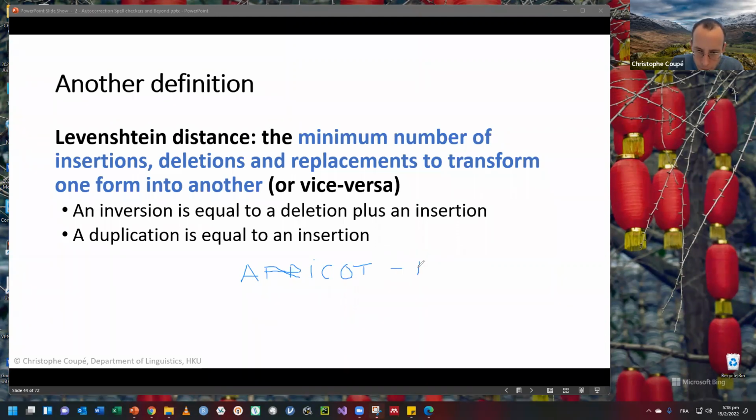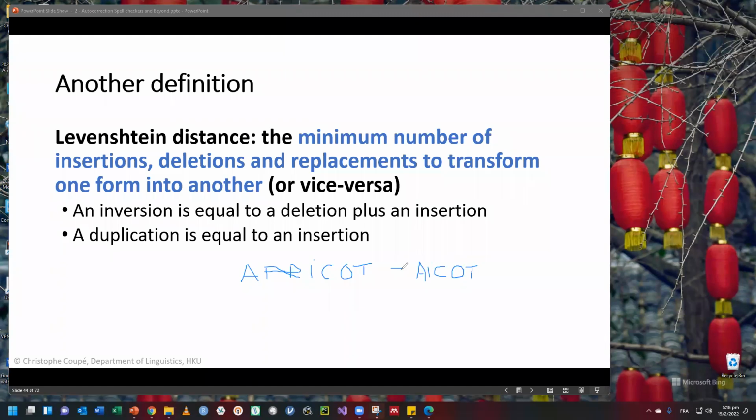Okay. All right. Apricot, if I drop, whoa. All right, I'll do it better now. All right.